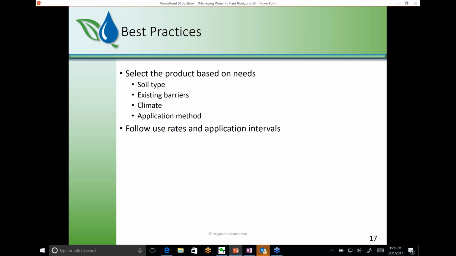No matter which type of product you pick, we always recommend that you follow the label rates and application intervals. And these may vary according to conditions. So make sure that you read the manufacturer's label. And again, either apply through irrigation system, through dry application, or through spray applications. And again, if you do the latter two, make sure that you irrigate immediately after the application when either applying a granule or when spraying.